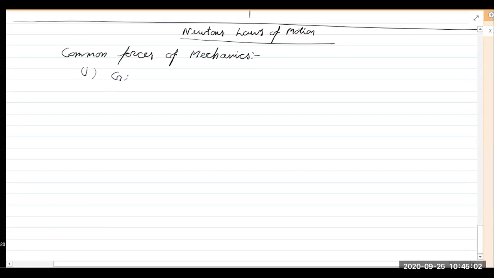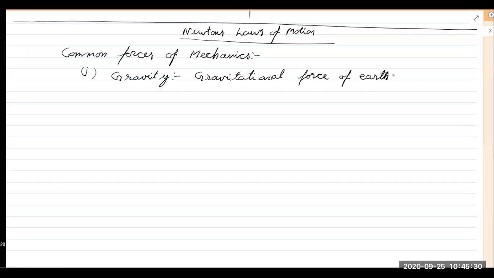First is gravity. What is gravity? This is the gravitational force of Earth, the gravitational force of Earth on any object. Its value is constant near the Earth's surface. We will write its value, its magnitude, and different properties related to this. Its value is equal to mg.